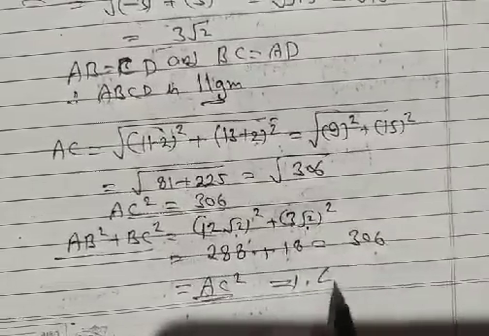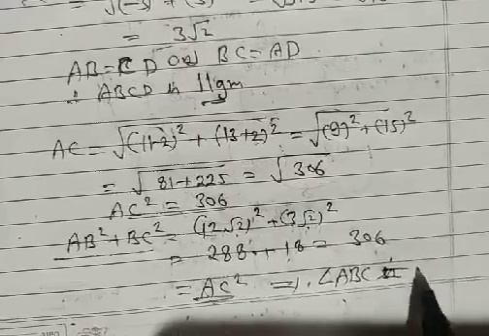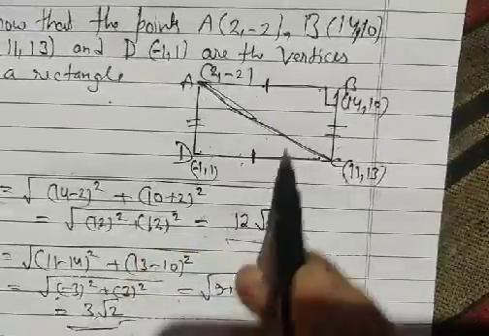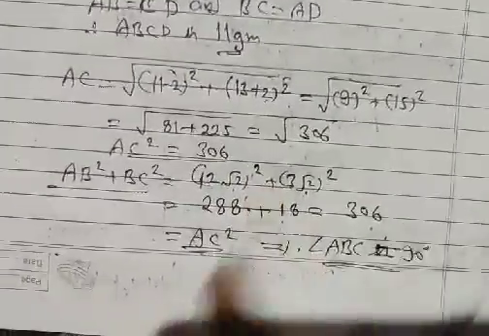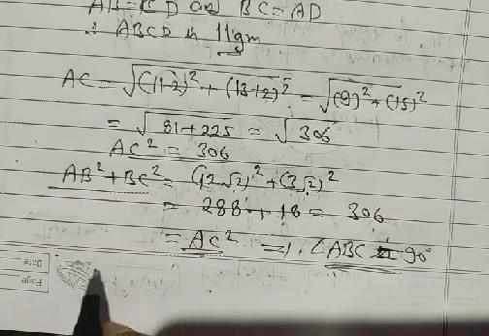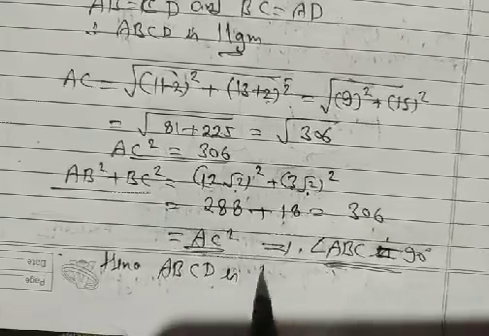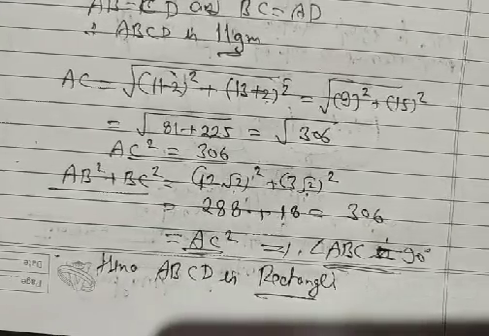This implies angle ABC is equal to 90 degrees. Now what have we shown? We have shown that ABCD is a parallelogram and angle B is 90 degrees. Hence, since ABCD is a parallelogram and one of its angles is 90 degrees, ABCD is a rectangle.